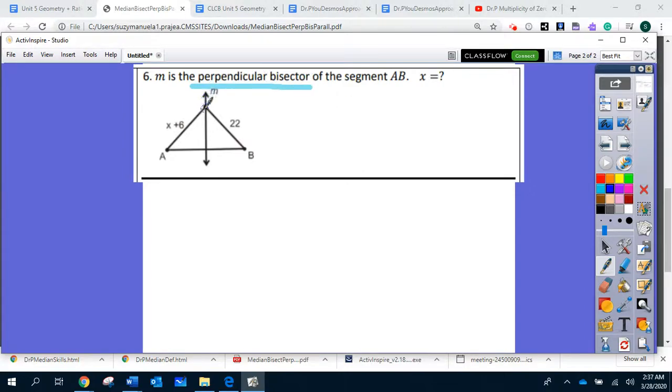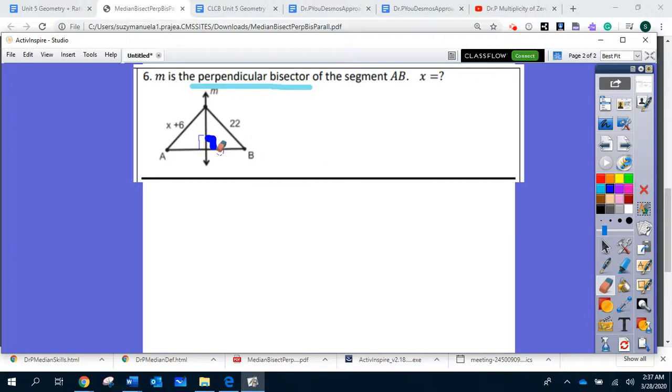Perpendicular means that it makes a 90-degree angle. So this line M should make a 90-degree angle with the line AB, and I want to label this because in geometry, as we discuss many times, we label the congruent parts to remember what it's all about. So this is 90 degrees. And also I will label the other angle also as 90 degrees. It looks a bit better now.